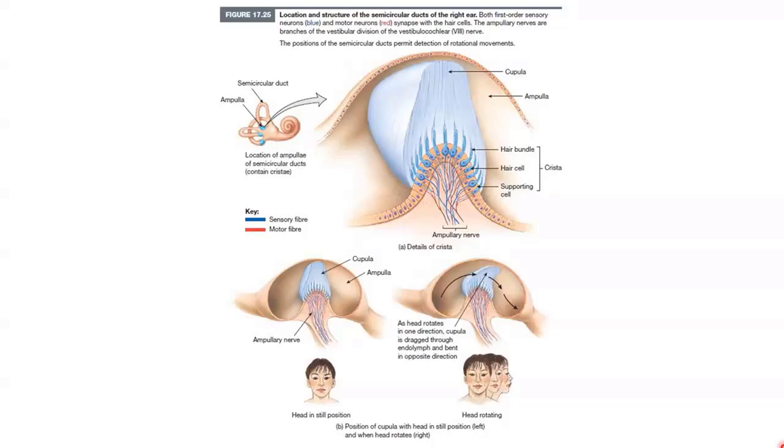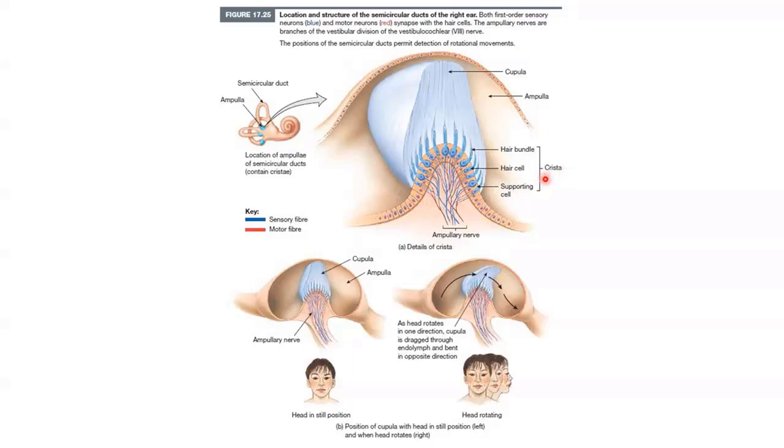Now, in our three semicircular canals are our three semicircular ducts, which make up part of our membranous labyrinth. And at the bottom of each duct is a thickened or dilated region, which we call the ampulla. Within the ampulla is a small elevation called the crista.